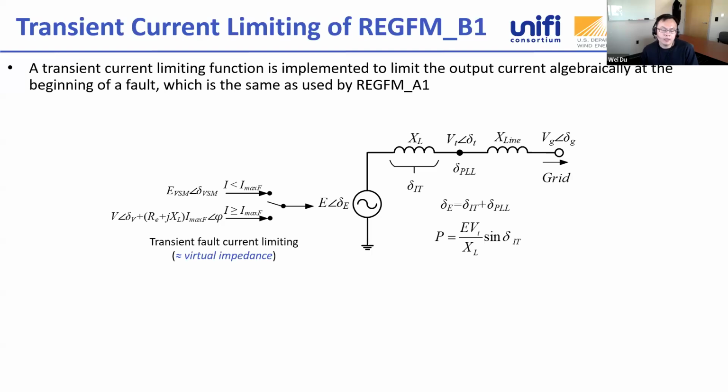This model also has a transient current limiting function, which is very similar to what we have done in our GFM A1. It aims to represent a kind of virtual impedance control for the initial stage of current limiting. Because at the beginning of a fault, this model can have two-stage current limiting. The initial stage is more like a virtual impedance, and the second stage will start to change your voltage magnitude and phase angle to ride through the long-term fault.